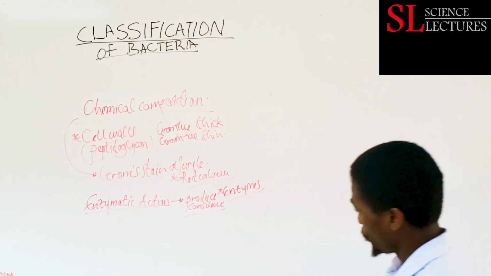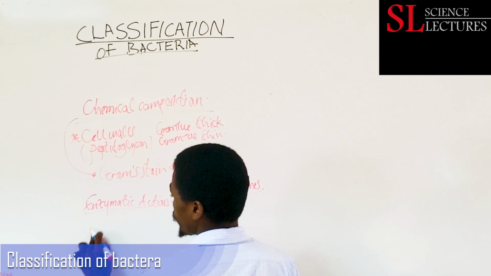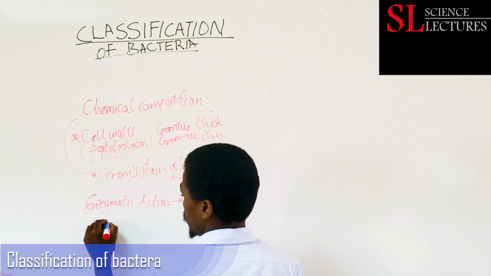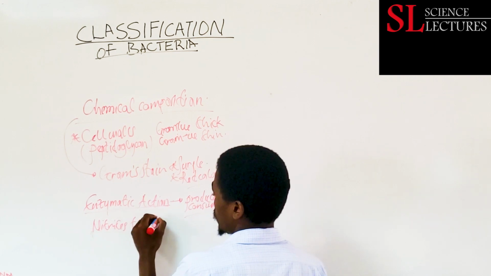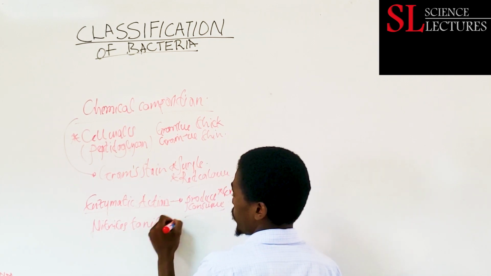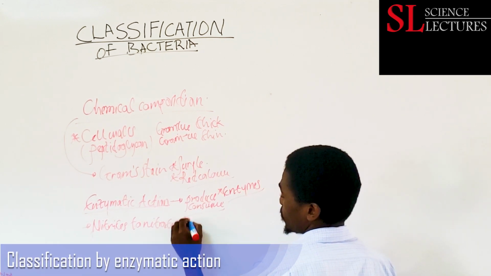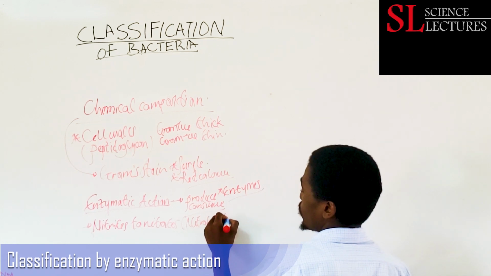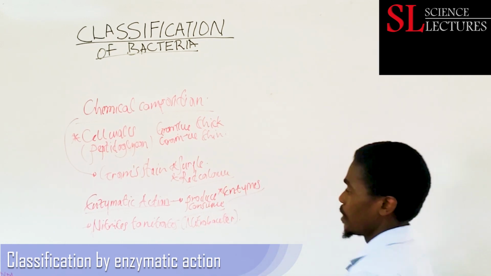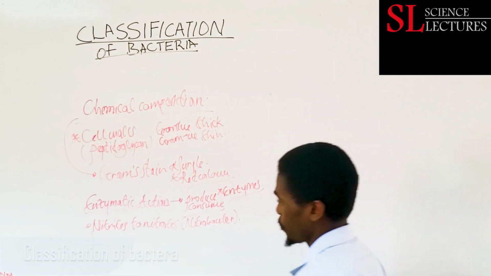For example, we know that some bacteria will convert nitrites to nitrates. Some bacteria can convert nitrites to nitrates, like Nitrobacter. Nitrobacter will convert nitrites to nitrates using its enzymatic action.